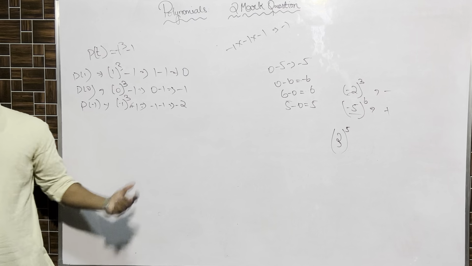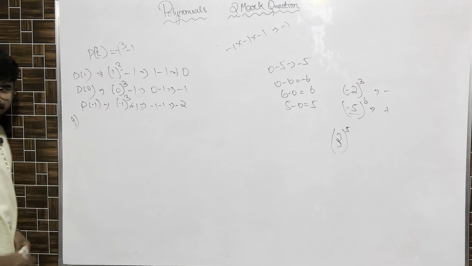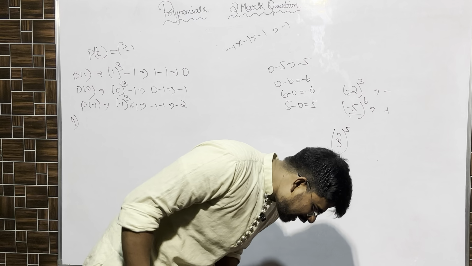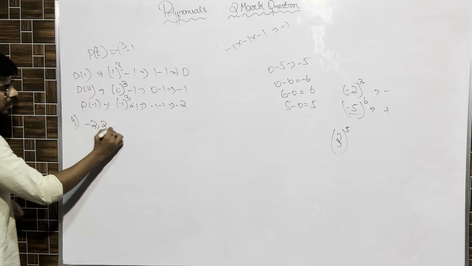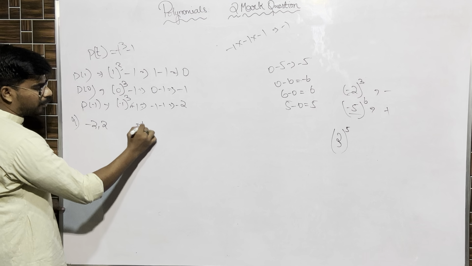Next, fourth question. There are a few more terms that you can check. I'm just directly jumping on to the fourth question. Check whether -2 and 2 are zeros of the polynomial. We have to check whether -2 and 2 are zeros of the polynomial. What is a polynomial?